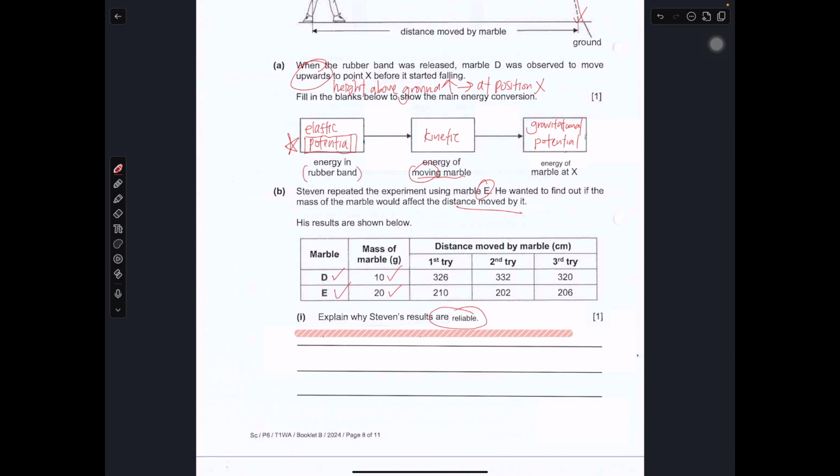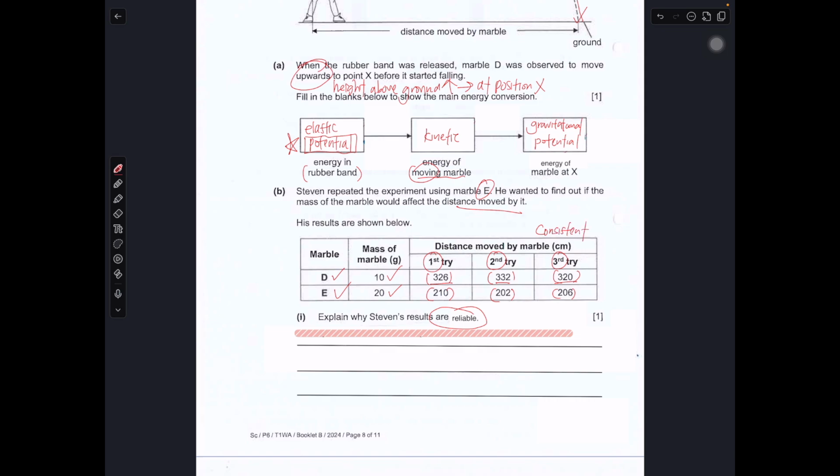Okay, in this case, it is reliable because he did 3 times, and every time he did it, the result is more or less the same. 210, 220.2, 206. 326, 332, 320.2. It's not very far off. They are more or less the same. They are what we call very consistent.